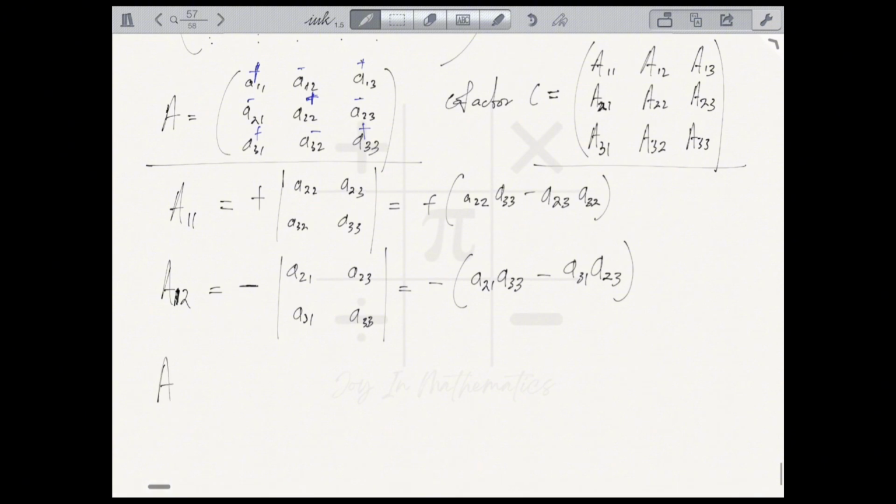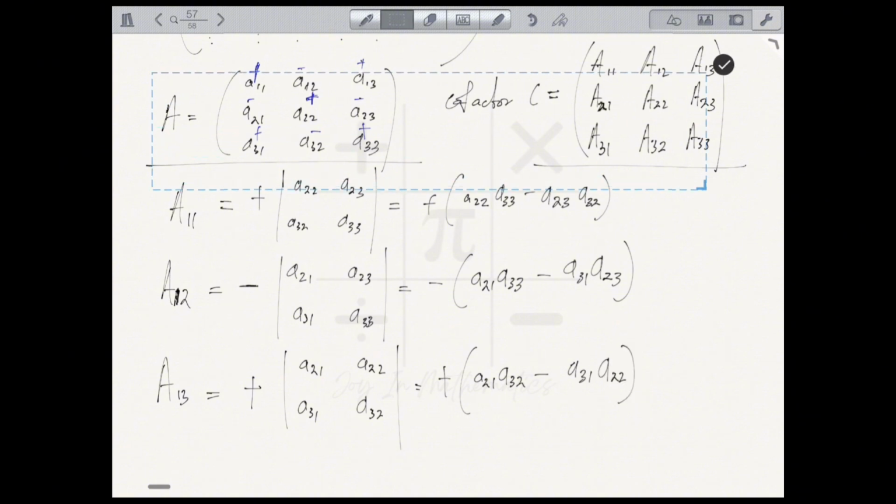Then we continue and move on to A13. I believe this is interesting now. The first thing we do is put the place sign of A13, which is positive. Now, just as we do in determinants, highlight it horizontally and vertically. We are left with A21, A22, A31, and A32. So we write A21, A22, A31, and A32. If you simplify this, we have positive A21 A32 minus A31 A22.